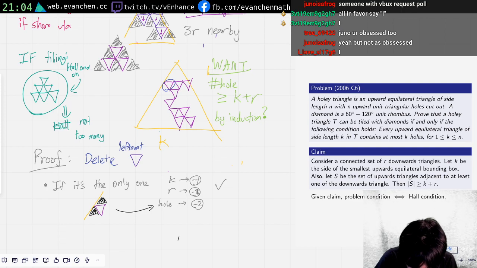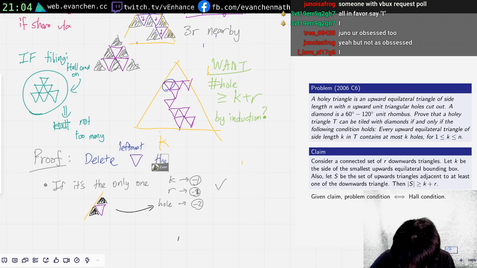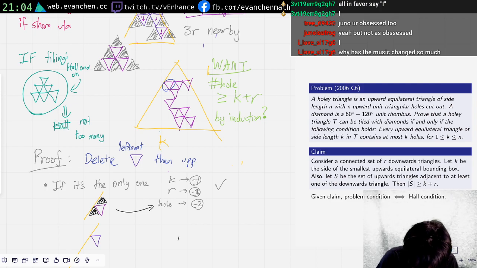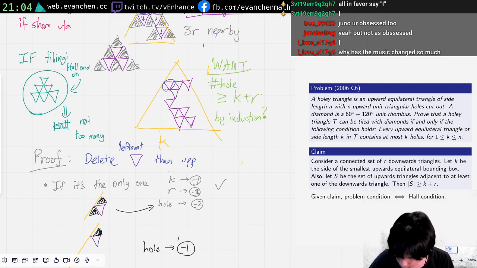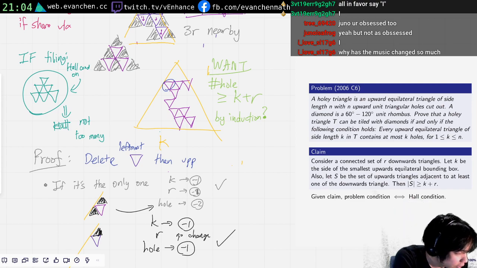And otherwise, well, if I deleted the purple one, that's leftmost and then uppermost, this thing goes away. So holes goes down by 1, K goes down by 1, R doesn't change. Okay. And I think that's just true, right? This should just work. All right, what did I miss?